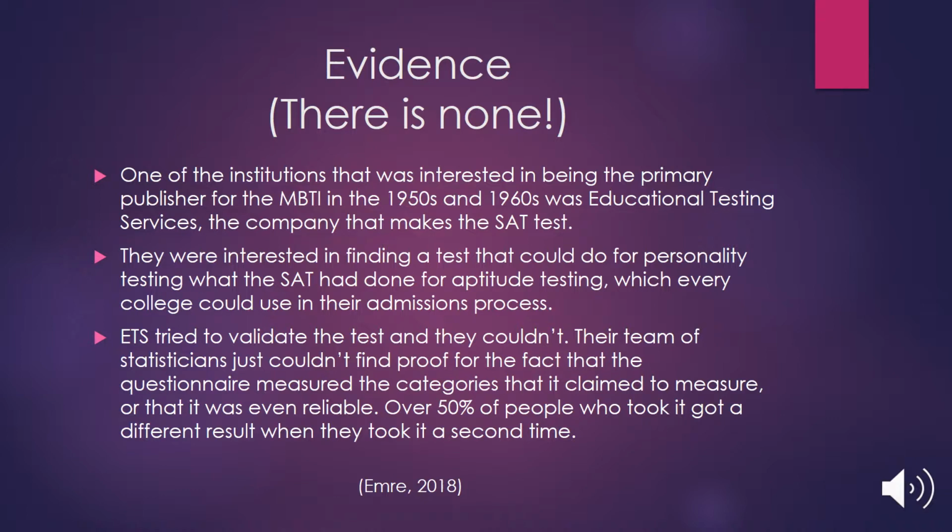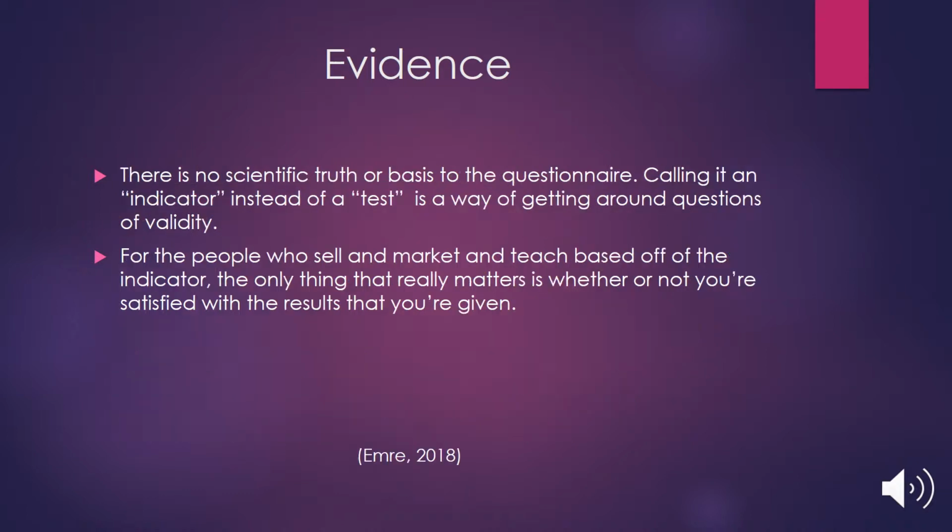Their team of statisticians just could not find proof for the fact that the questionnaire measured the categories that it claimed to measure, or that it was even reliable. Over 50% of people who took it got a different result when they took it a second time. There is no scientific truth or basis to the questionnaire. Calling it an indicator instead of a test is a way of getting around questions of validity. For the people who sell and market and teach based off of the indicator, the only thing that really matters is whether or not you're satisfied with the results that you are given.